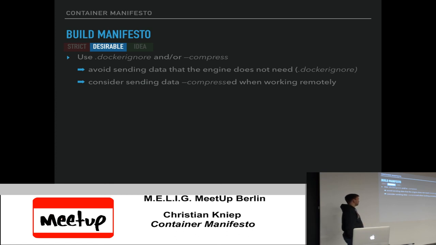Right? That's good practice. And also, if you use remote Docker engines, then you might consider using compression, because this will compress the send action of the Docker client to the Docker engine. So if you have limited bandwidth, and you want to send 50 megabytes, and you are on the countryside of Germany, like my mother is, then you don't want to send everything uncompressed, because that's just wasting bandwidth.